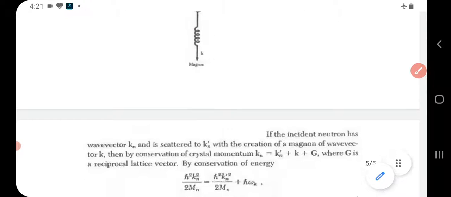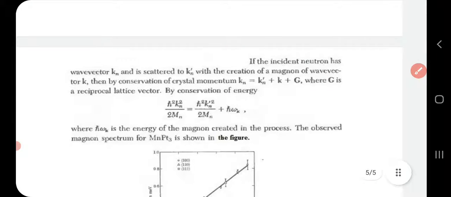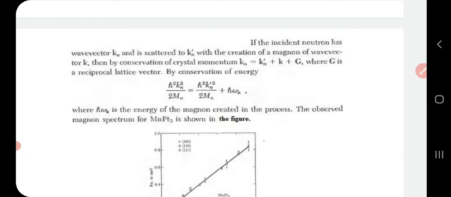Then this is the last slide. Here they are explaining the phenomenon using the wave vector k. Suppose the incident neutron has a wave vector kn, and let the scattered wave vector be kn dash, and suppose that it leads to the creation of a magnon of wave vector k. Then by the law of conservation of crystal momentum, kn equals kn dash plus k plus g, where g is a reciprocal lattice vector.